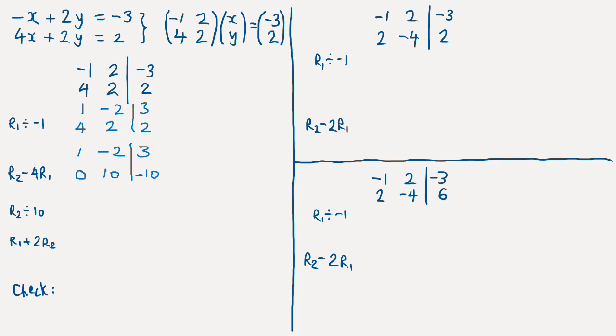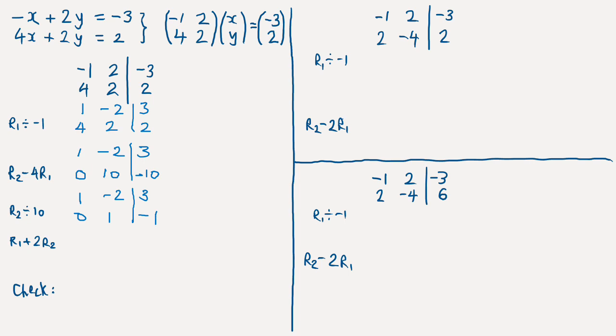In the next step, we want to get a 1 in this position, and so one way to do that is to divide this entire row by 10. So we're not doing anything with the first row in this step, so we'll just write it down again, and then we're dividing that second row by 10, so we'll have 0, 1, minus 1.